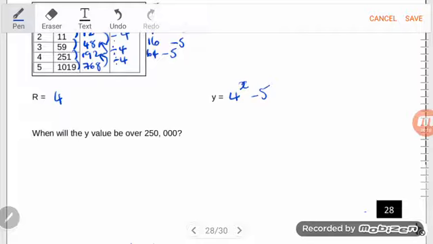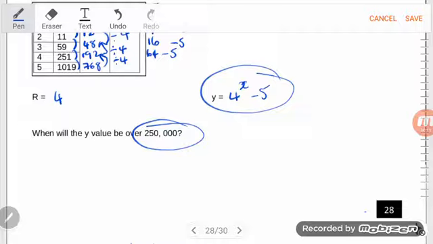Okay, so here we've got a y value and we've got an equation for y. Our equation for y is an exponential. So here they want to know when will the y value be over 250,000. So that means what will our x value be? Well, okay, so we know that y has to be over 250,000. We've got our equation, so let's just substitute that in.